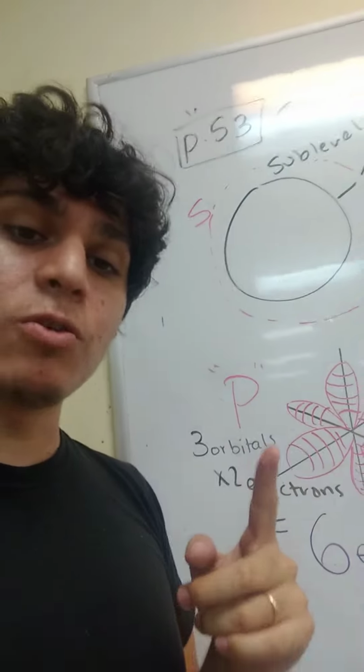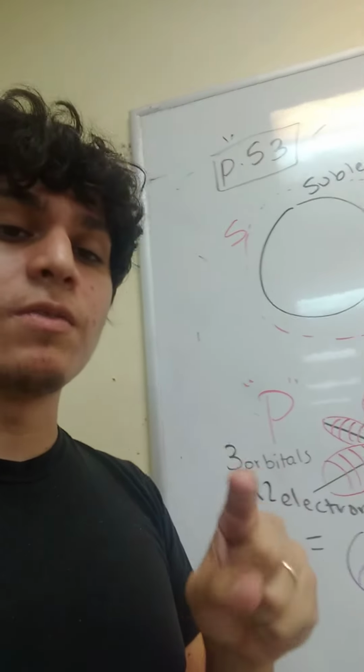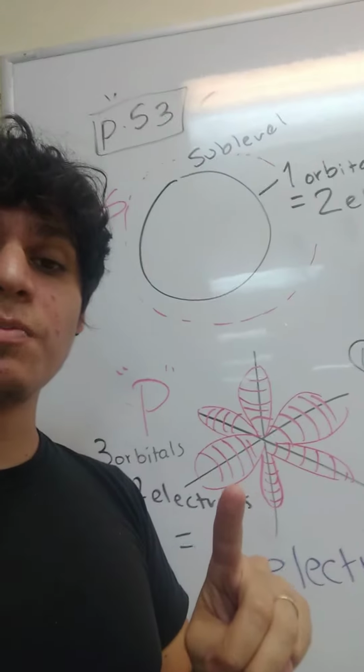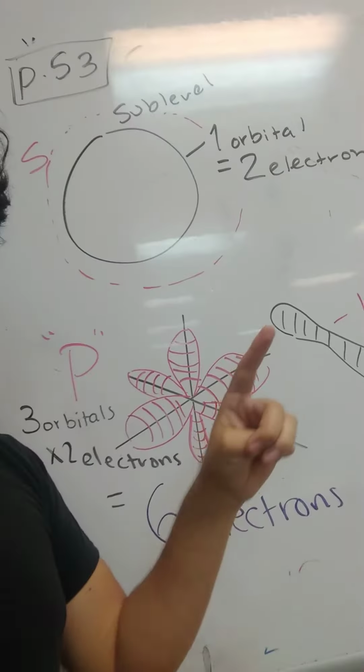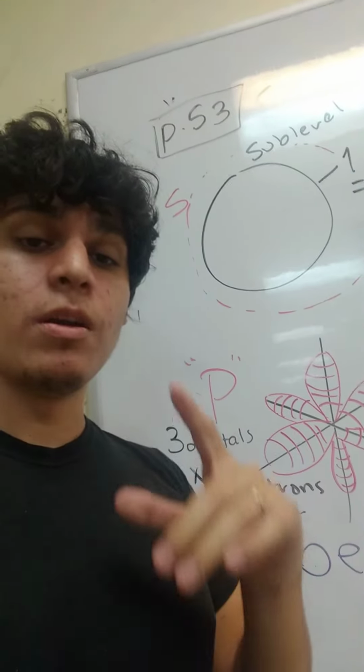Now we move on to the p sublevel. This sucker has 3 orbitals, which means they actually look a little bit like a peanut in this case, because they have to kind of squish together to make one unified shape. So the p sublevel has 3 orbitals.